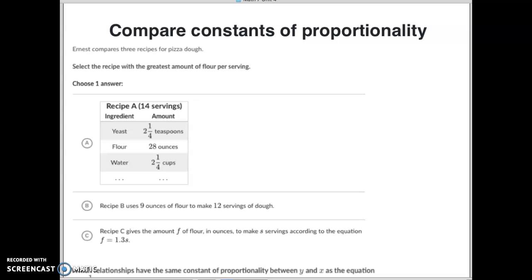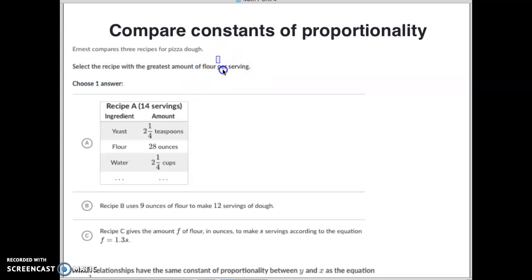All right, guys, today we are doing compare constants of proportionality. So we're going to compare them and pick the correct answer. In our first example problem, Ernest compares three recipes for pizza dough. You need to select the recipe that has the greatest amount of flour per serving.